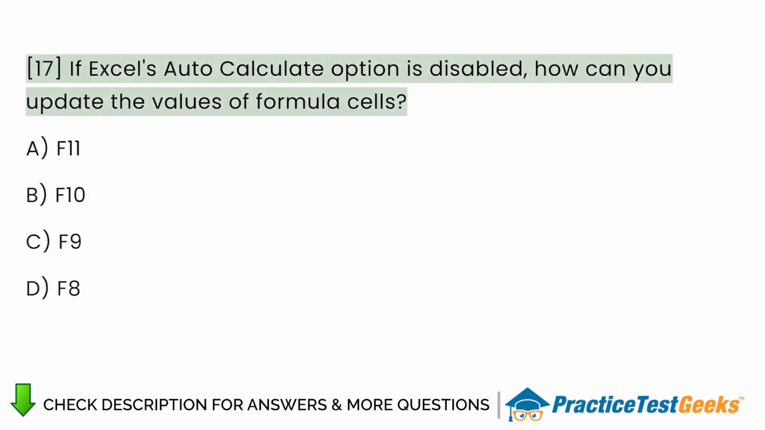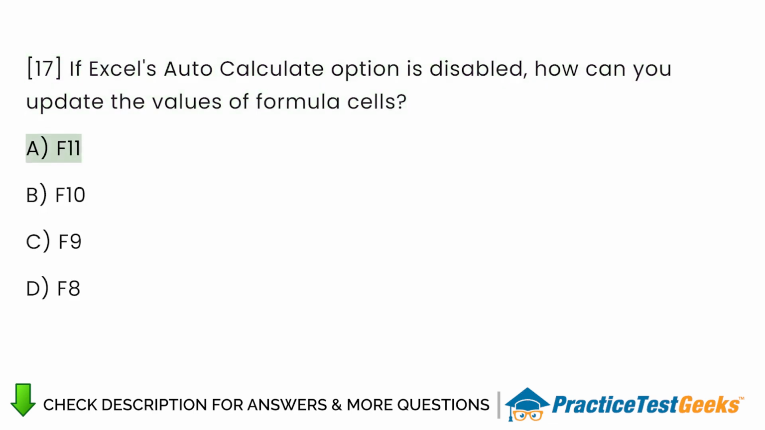If Excel's auto-calculate option is disabled, how can you update the values of formula cells? A. F11. B. F10. C. F9. D. F8.